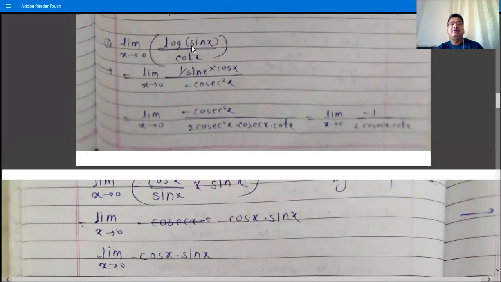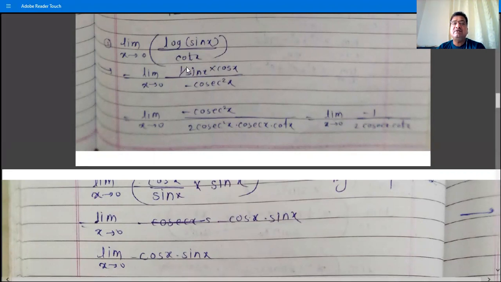Log 0 is infinity. So we have the infinity by infinity form. So next step is apply L'Hospital rule. We can apply L'Hospital rule if the problem is in the form 0 by 0 or infinity by infinity. So this problem is in the form infinity by infinity.